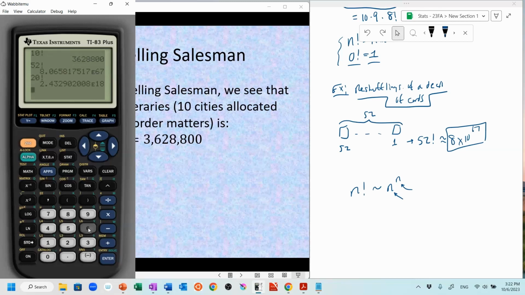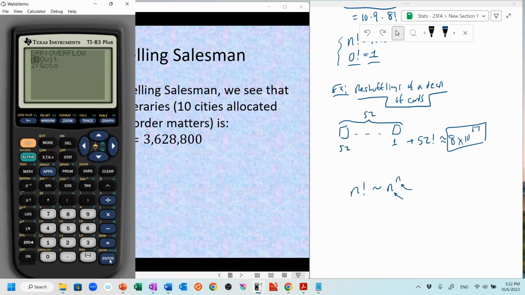As an aside, if we do 69 factorial on the calculator, we see that we get about 10 to the 98th. And if we try to do 70 factorial, we get an overflow error. 70 factorial is too big for our calculator to do, or any other input bigger than 70, at least for the TI-83. Now this could change depending on what calculator you have.